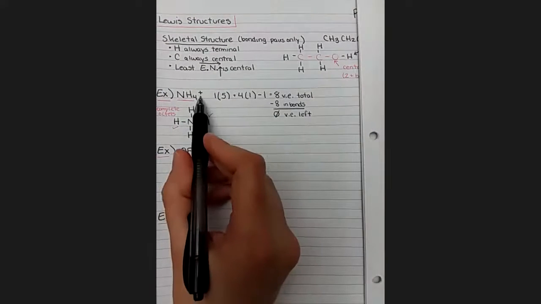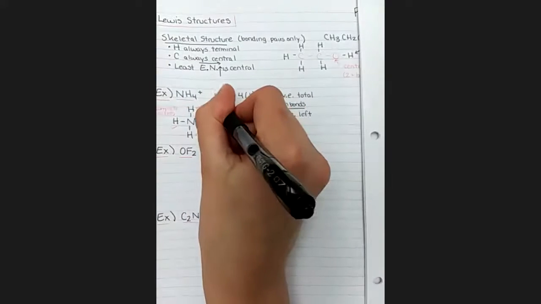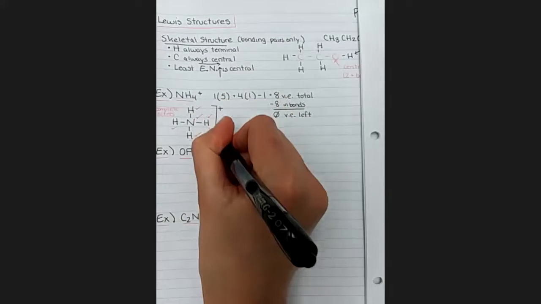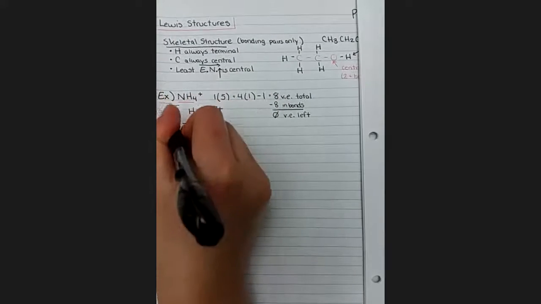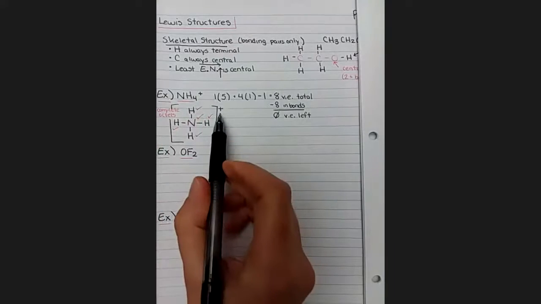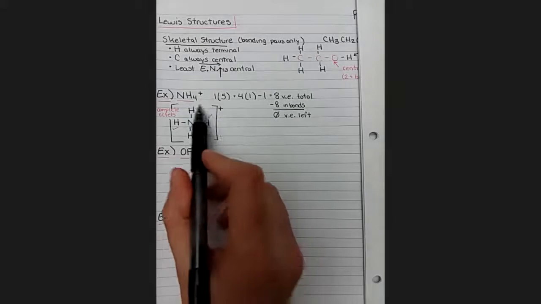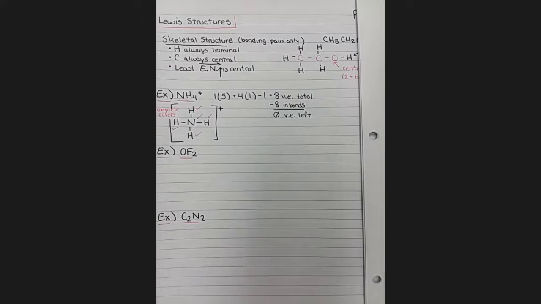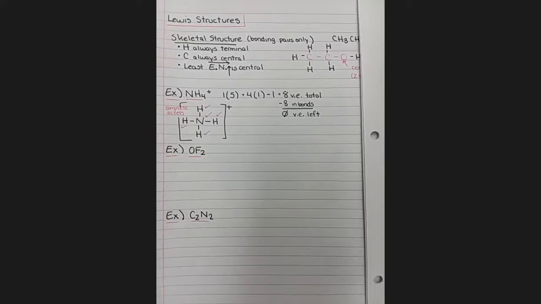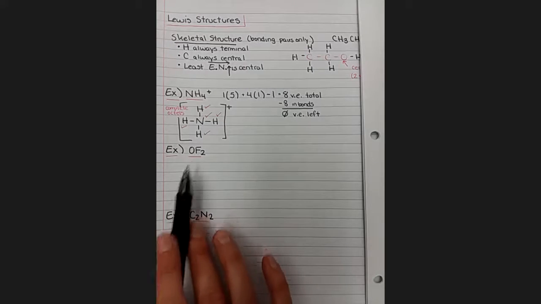And the final step is to make sure that that positive charge is accounted for in our picture. So we'll put our picture in brackets, and we'll put that positive charge on the outside to indicate this entire molecule is positively charged. So far, so good. Let's move on to a trickier one.